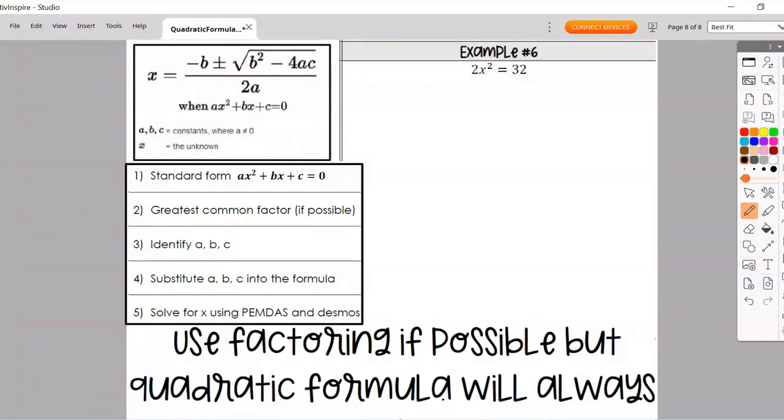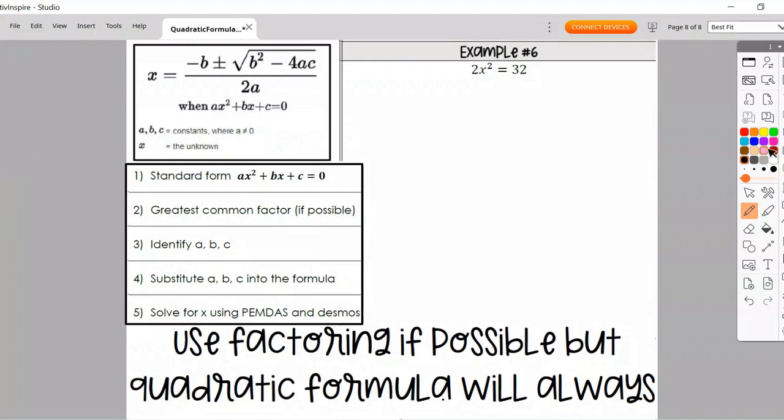For our last example, number 6, we want to solve 2x squared equaling 32. I want to read the note at the bottom of our notes that says we can use factoring if possible, but quadratic formula will always work. So you can actually factor to solve this one if you would like. Go back to our last lesson, last video to check that out. But because this is our quadratic formula video, I'm going to do this one with quadratic formula because it always works, but you could factor this one.